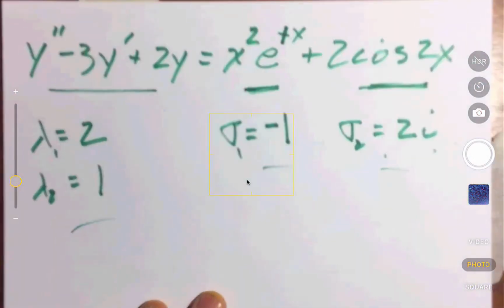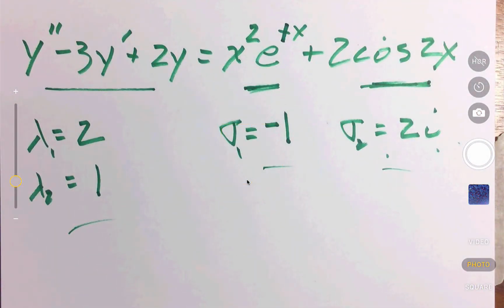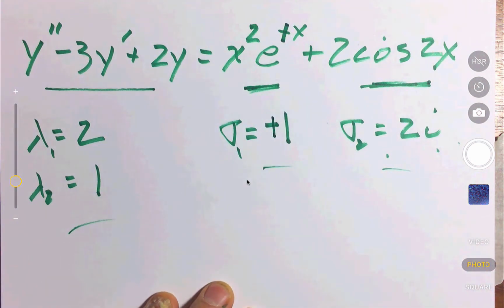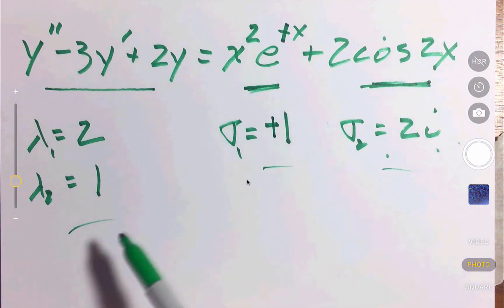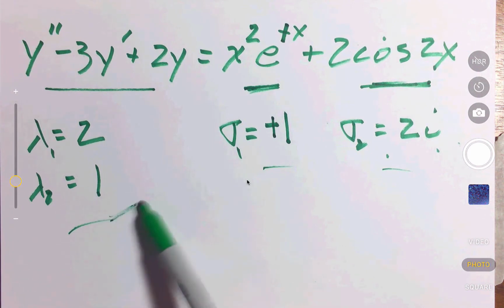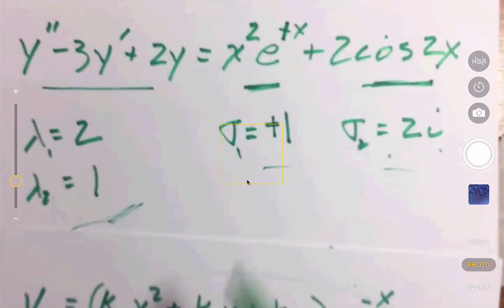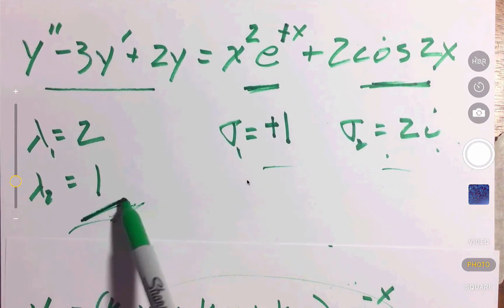Now, as a modification, let's look what happens if I change this problem a little bit and make that a plus. Okay. Well, now the control number for that function is 1, and that is a root of the characteristic equation. So in our particular solution, I'll have to modify that. It's a root of multiplicity 1, right?